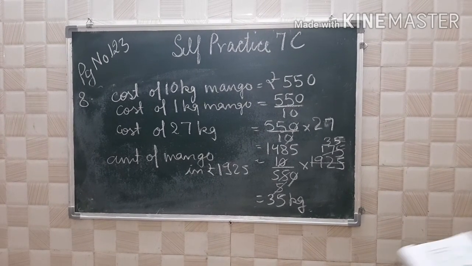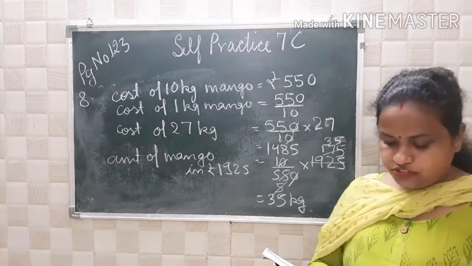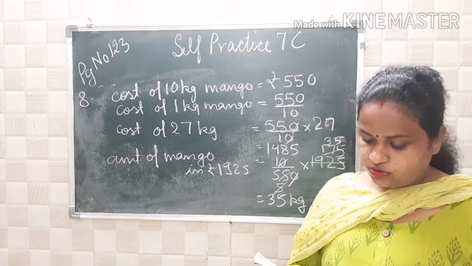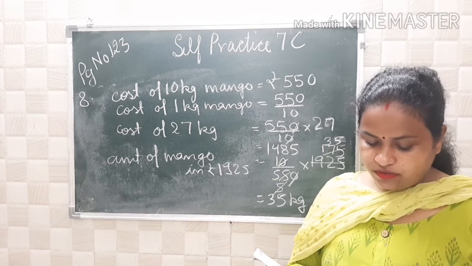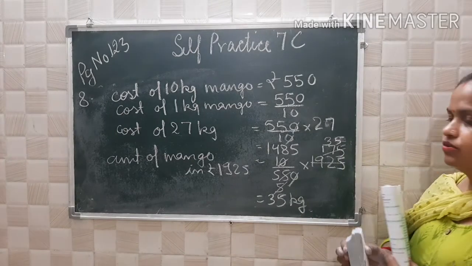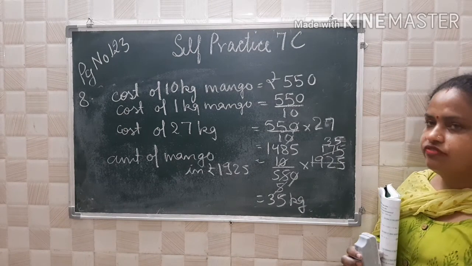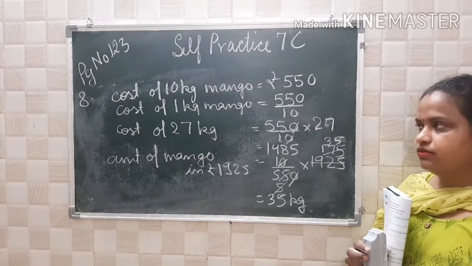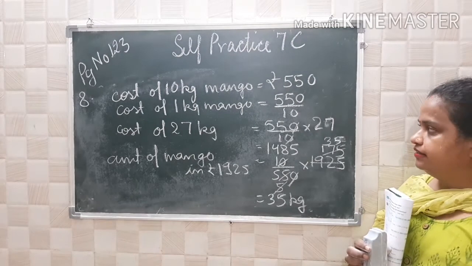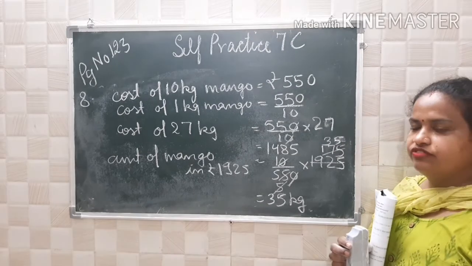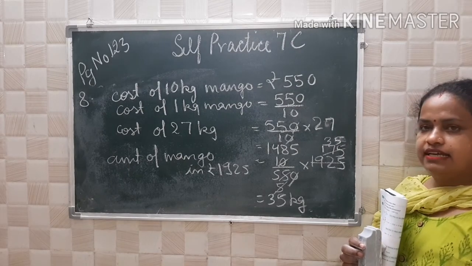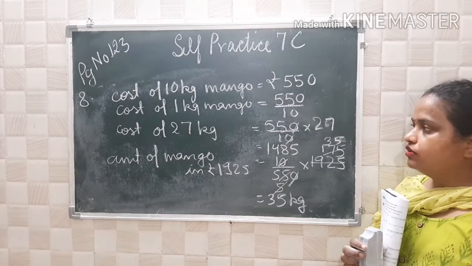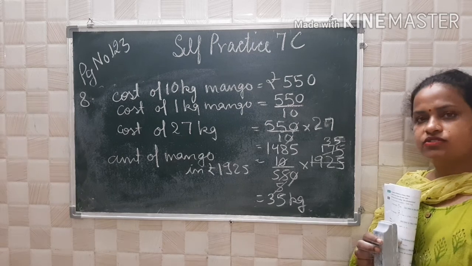Now see here in question number 8, if 10 kg of mango cost rupees 550, how much will 27 kg cost? How many kilograms of mango can be bought for rupees 1925? The cost of 10 kg mango is rupees 550. So what will be the cost of 1 kg mango? 550 by 10. 0 0 cancel out. 55 into 27. That is 1485.